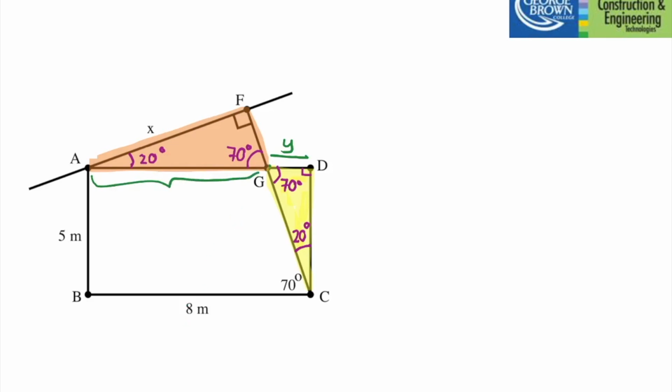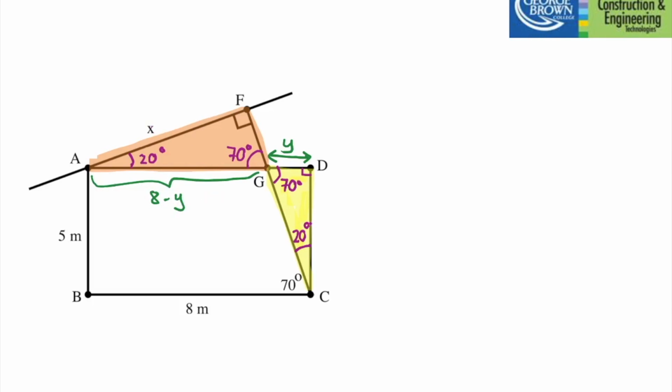Remember that the bottom length is x, so it's the leftovers if you subtract y. So that's 8 minus y. So now we have the orange triangle and the yellow triangle, and we can do some calculations. Ultimately, if you can figure out what y is, that unlocks this question, because then you can go to this triangle and use SOHCAHTOA to get x, because you would know what this is very quickly.